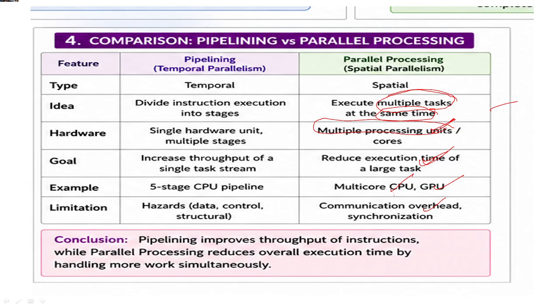Using parallel processing, we can execute different instructions in parallel with multiple processing units. But in the pipelining process, there is a single hardware unit with multiple stages. That is the difference between parallel processing and the pipelining process.